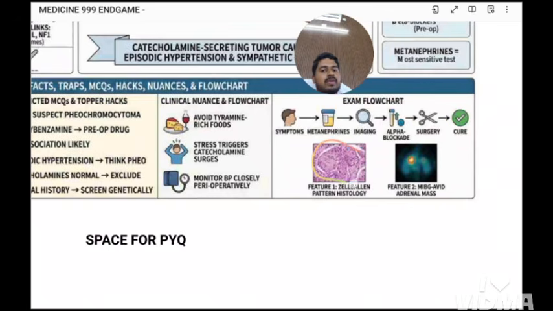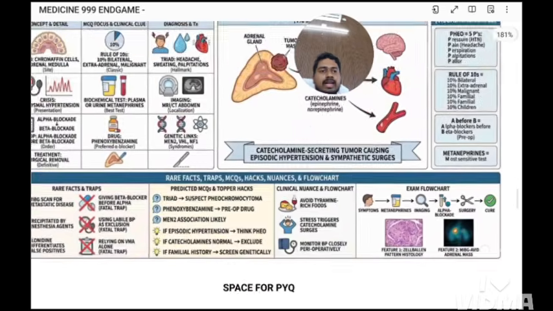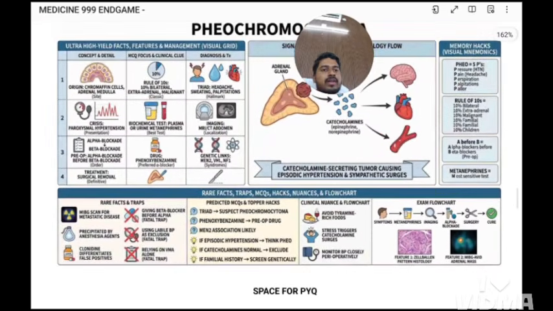Next, what is the Zellballen pattern? It is seen in histology in case of pheochromocytoma, and this is the MIBG scan of the adrenal gland showing increased uptake. So that is seen in pheochromocytoma.